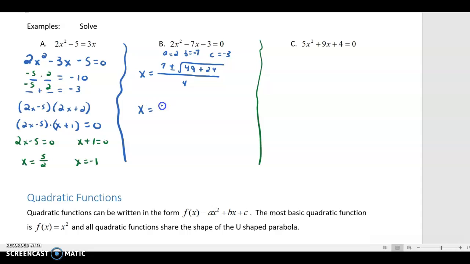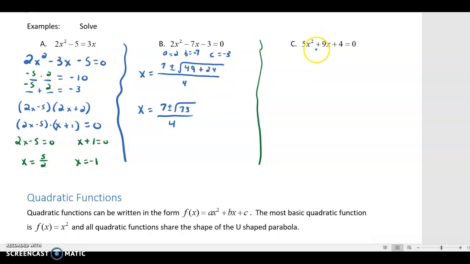So clean this up a little bit. It's 7 plus or minus the square root of, I believe that is 73, all over 4. And that does not have a nice root. 73, I believe, is prime. So there's not much we could do with that except turn it into a decimal. But do keep in mind that this is two answers. 7 plus the square root of 73 divided by 4, and 7 minus the square root of 73 divided by 4. So you'll get two completely different answers if you put that in the calculator.